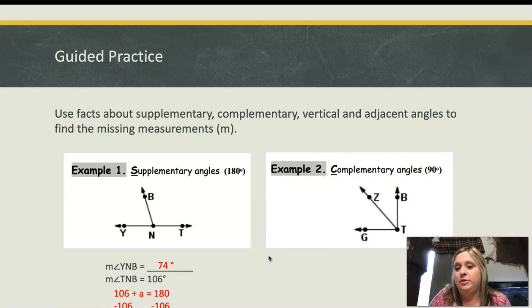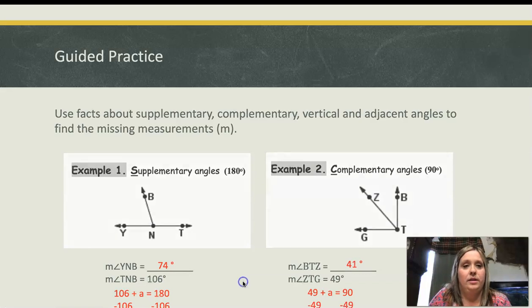The next one's complementary angles. If we know that ZTG is 49, then what is BTZ? We'd subtract 49 from both sides, and it'd be 41.